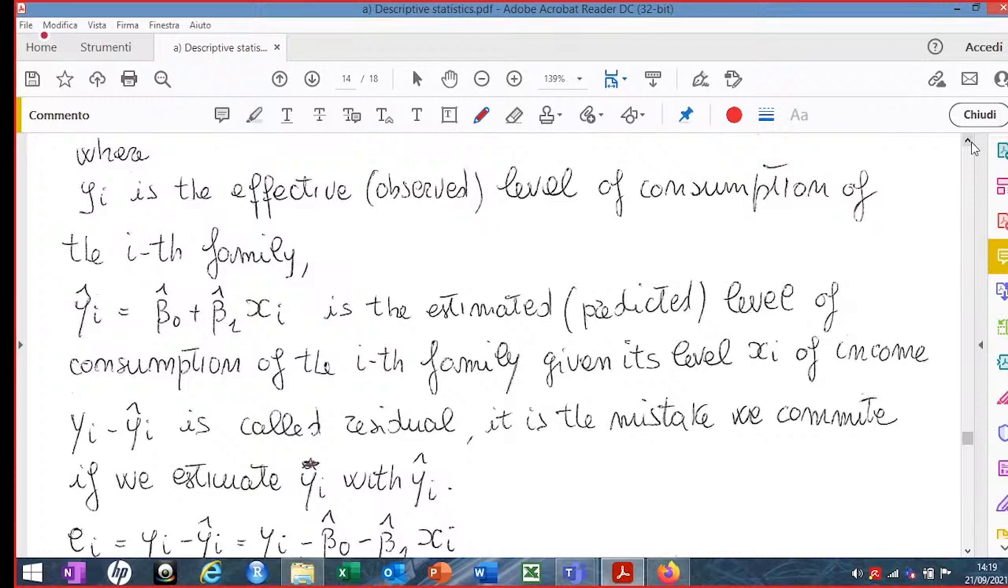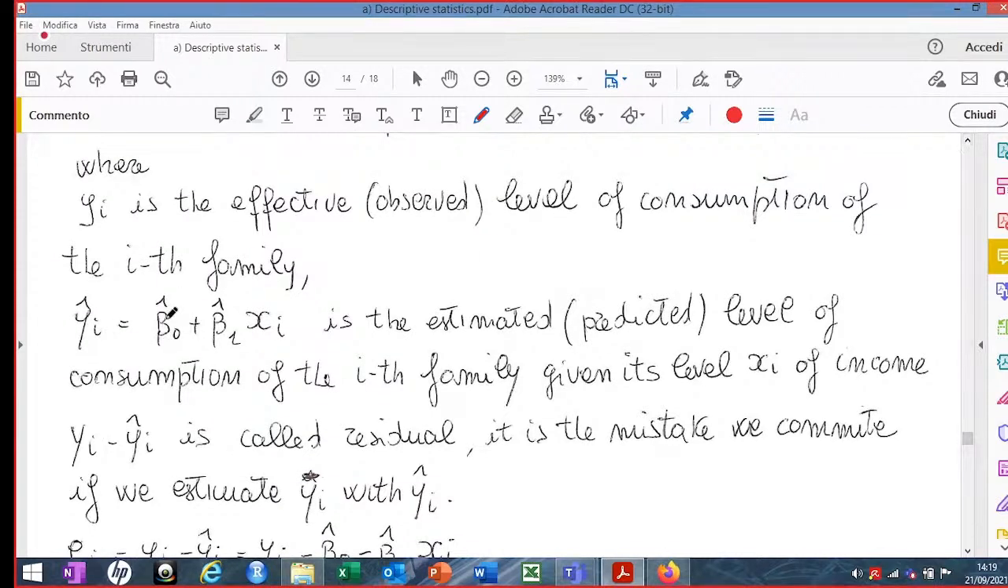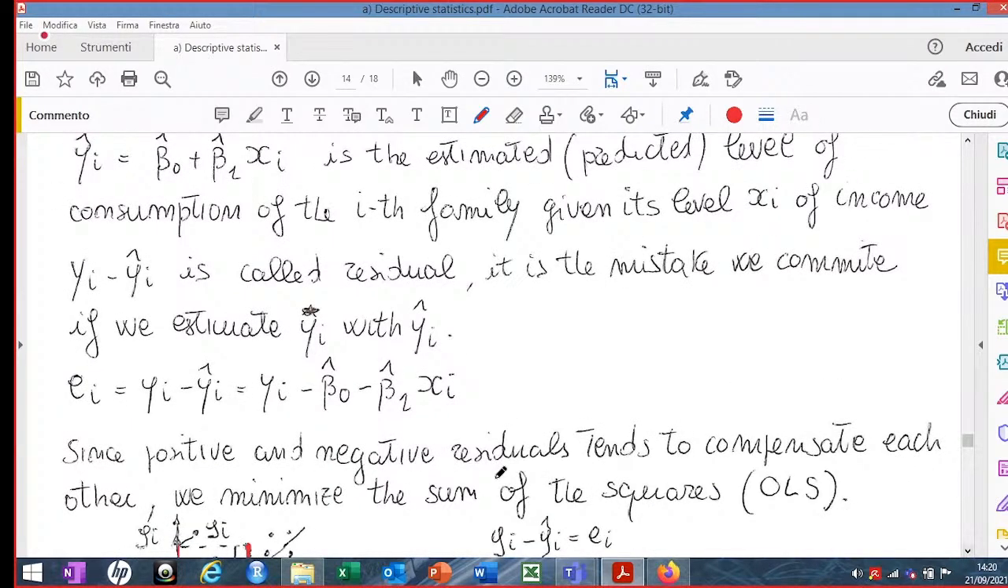So here I wrote ŷi equal to beta 0 hat plus beta 1 hat xi. This is the estimated or predicted level of consumption of the ith family given its level xi of income, because if you know the income, you can predict automatically the value of the consumption for the ith family using this linear relation. So which is, guys, the residual? The residual is yi minus ŷi. We can substitute its expression, so we can write the residual in this way: yi, the effective consumption, minus beta 0 hat minus beta 1 hat times xi.